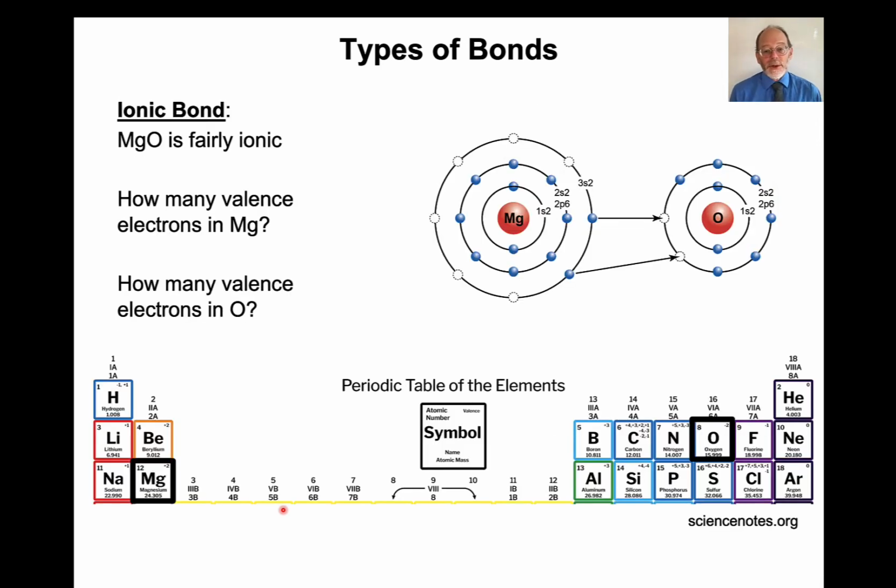Here's another example of an ionic bond. Magnesium oxide is fairly ionic. So if you look at this, how many valence electrons are there in magnesium, and how many valence electrons are there in oxygen? Magnesium is over here in column 2. Oxygen is over here in column 6A of the periodic table. And the answer is 2, and as a consequence, magnesium can donate 2 electrons. Oxygen has 6 valence electrons. It would like to have 8 in its outermost shell, so it can take up those 2 valence electrons.